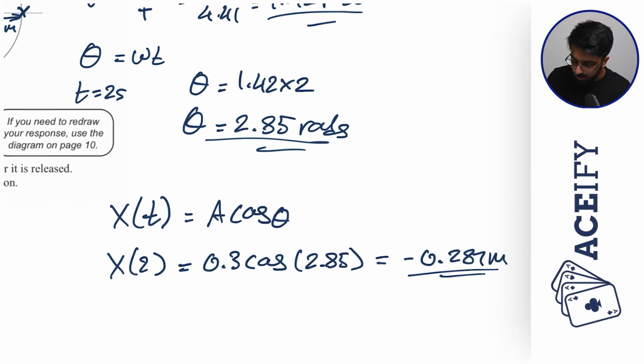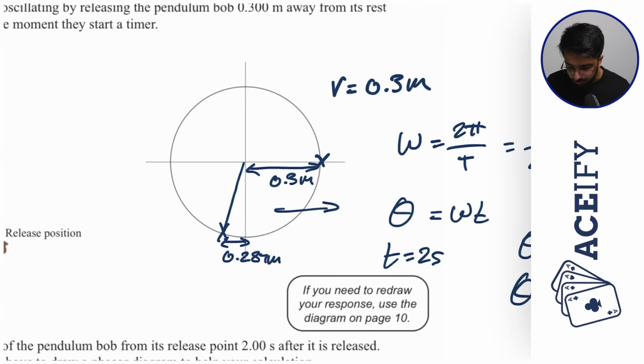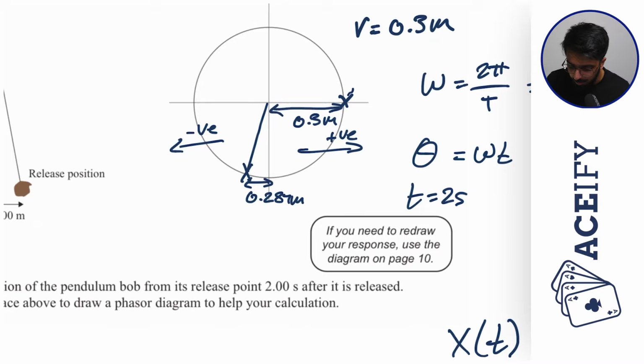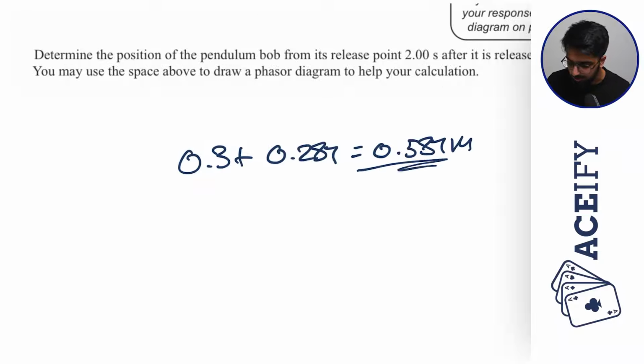Now, obviously, this is negative, and what that negative is basically saying is, if this way is positive, then this way will be negative, okay? Negative and then positive. And so the distance from our release point is going to be 0.3 plus 0.287, and that's equal to 0.587 meters, okay? There we go.